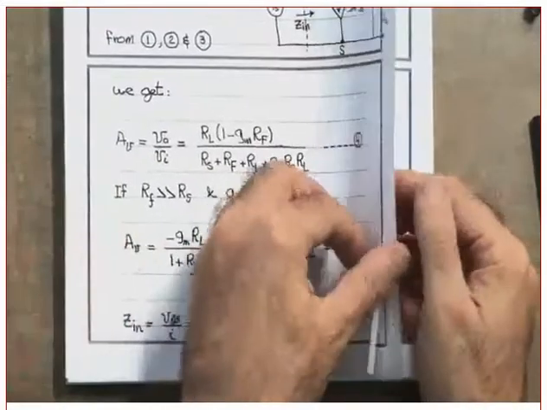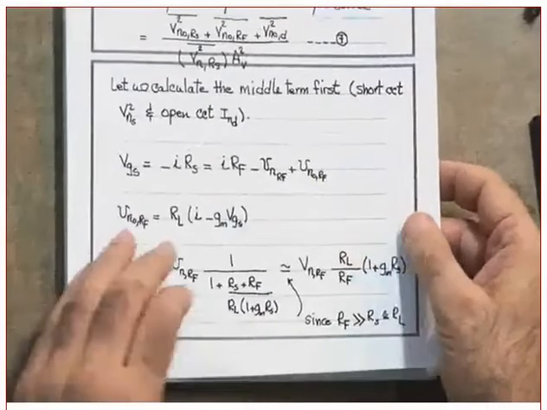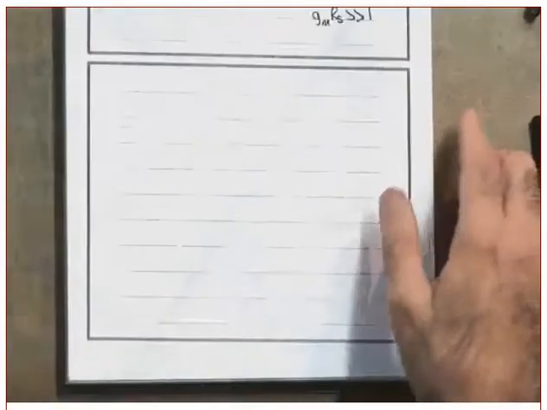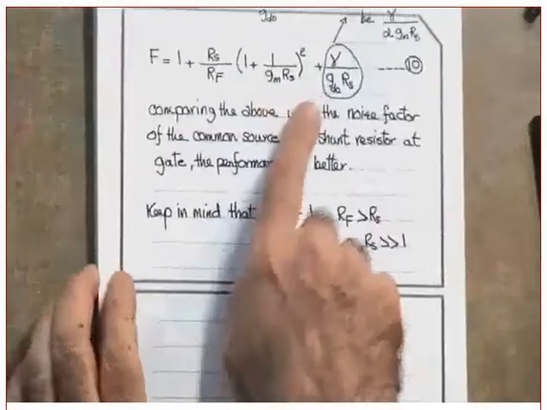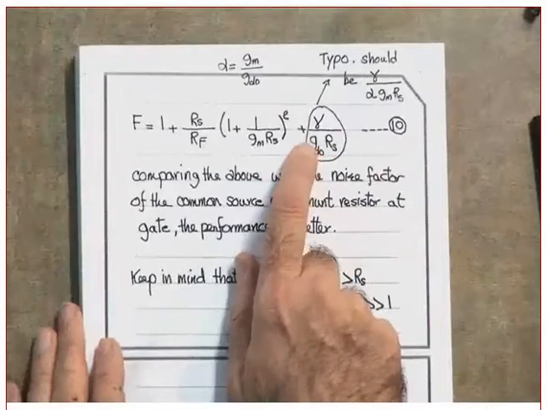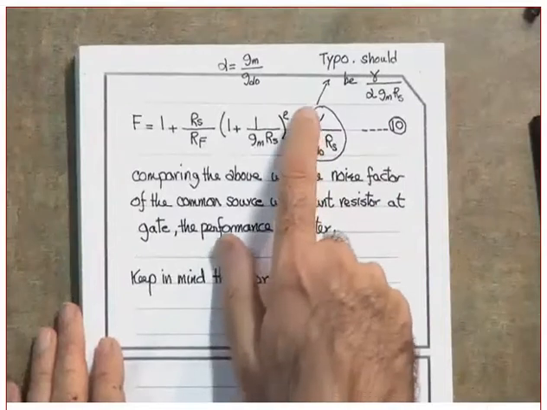And we ended up with a noise figure. All of the derivations are the same derivation. We ended up with a noise figure of this one. Now, in here, there is another typo. Please correct it in your notes. There is another typo. This one should be what?